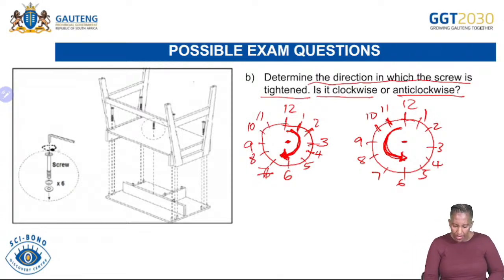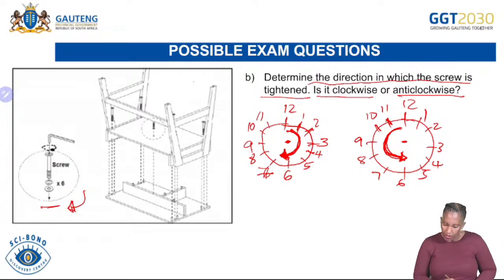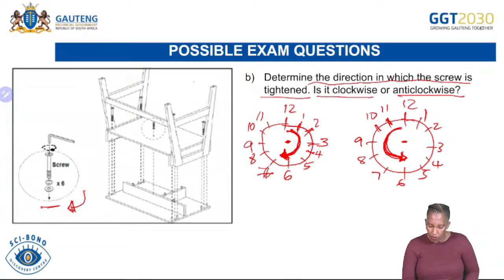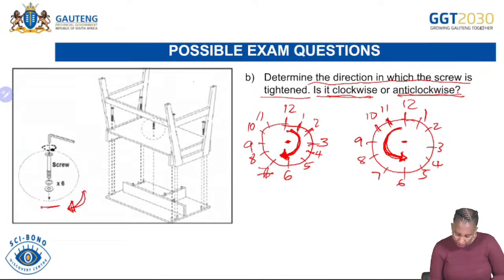Now let's have a look here in our diagram given. In our diagram, we can see there's an arrow there on the screw on top using the Allen key. And then our arrow is facing this way. Now a question says, determine the direction in which the screw is tightened. Is it clockwise or anti-clockwise? So the direction now, we say it is what? It is clockwise.